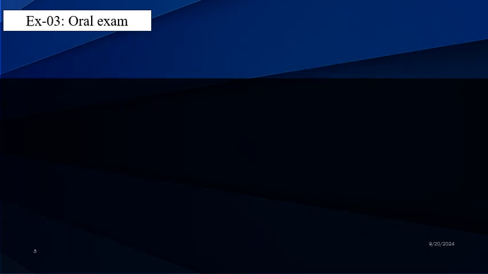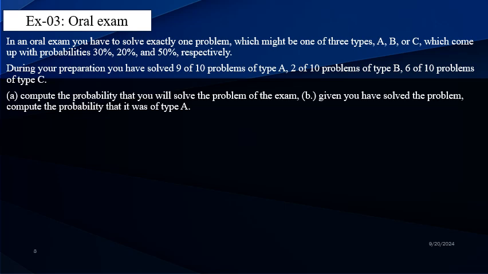Okay. Another problem is regarding an oral exam problem. So in an oral exam, you have to solve exactly one problem, which might be of three types. It may be of type A, or it may be type B, or it may be type C. So these type A, B, and C problems come with probability 30%, 20%, and 50% respectively.